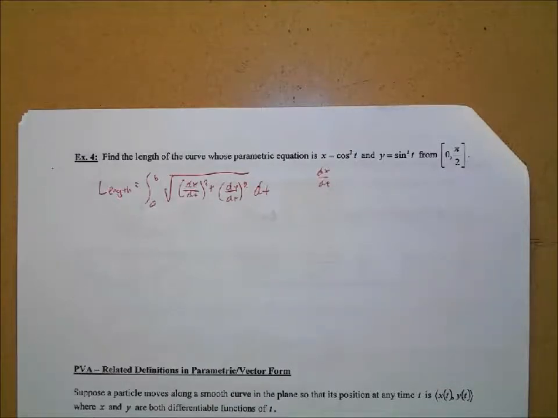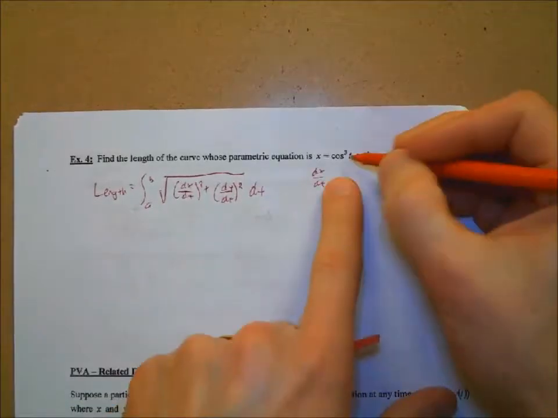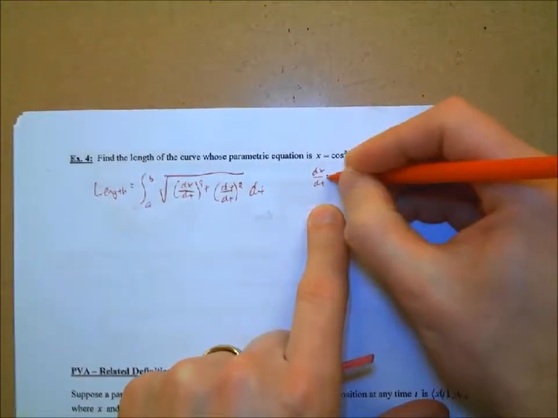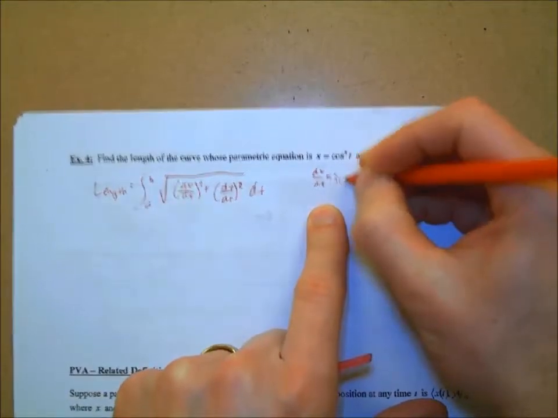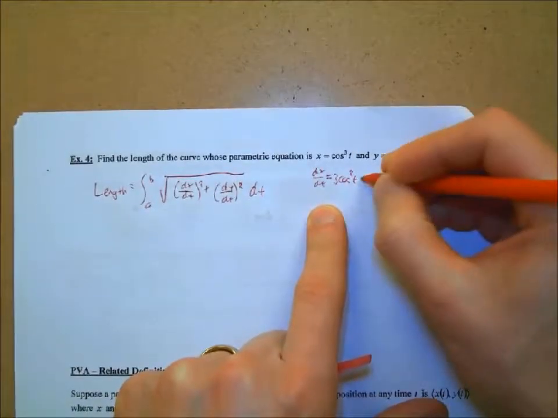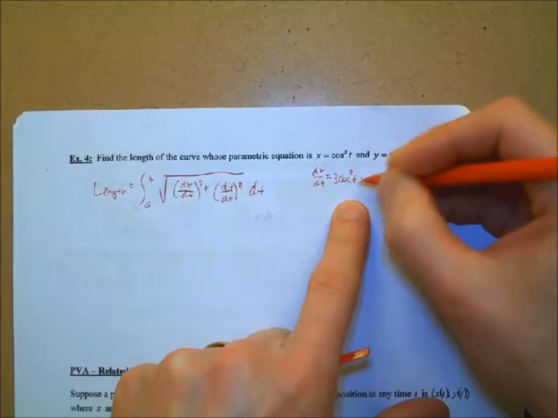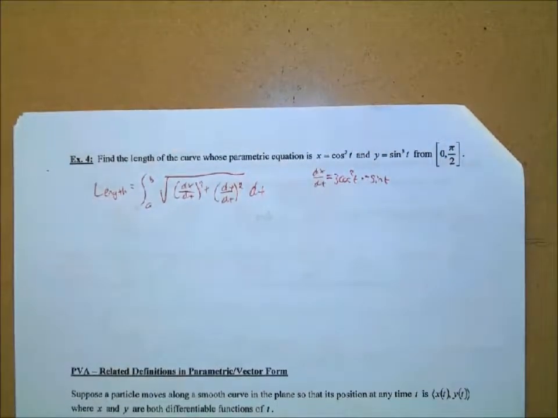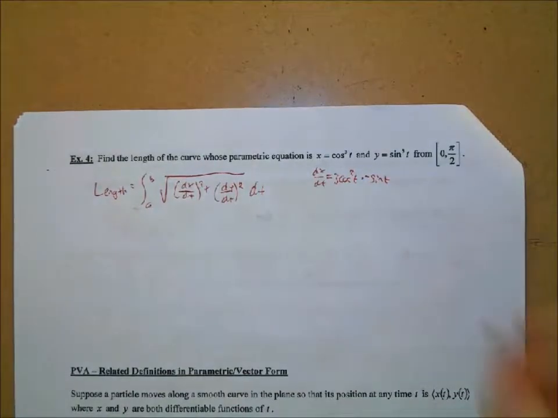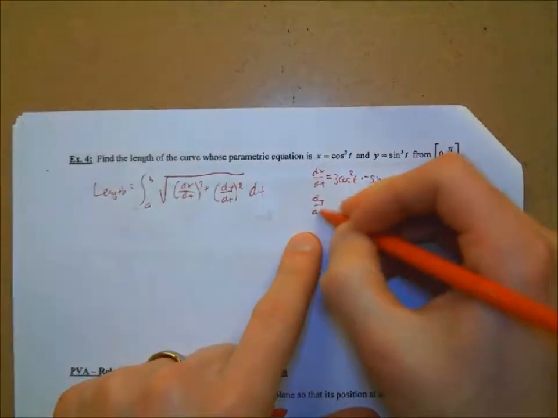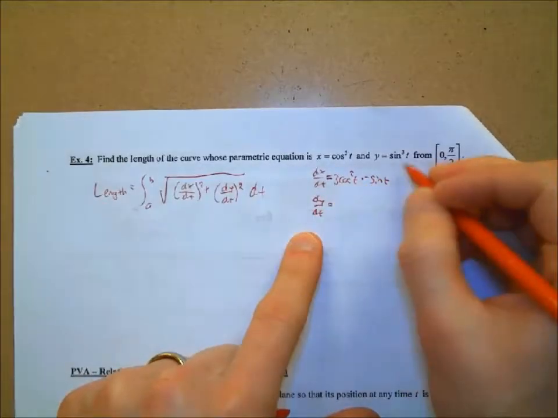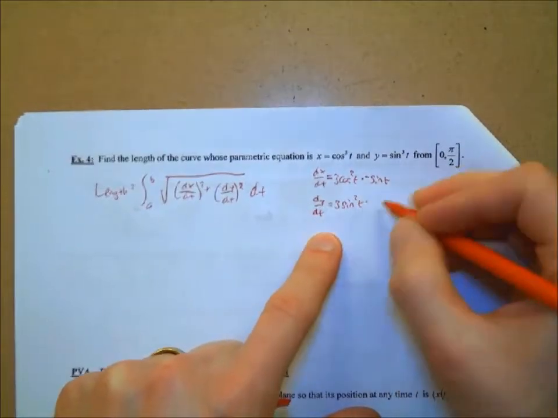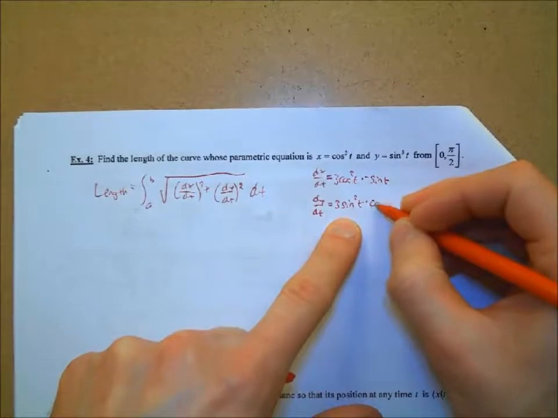So dx/dt, well, we have x equals cosine cubed t, so dx/dt, by the chain rule, we're going to have to do 3 cosine squared of t times the derivative of cosine of t, negative sine of t. Likewise, we also need to find dy/dt. dy/dt is 3 sine squared of t times the derivative of sine, which is cosine of t.